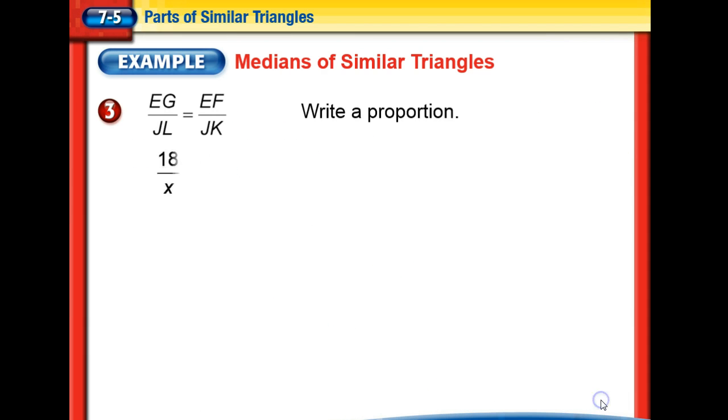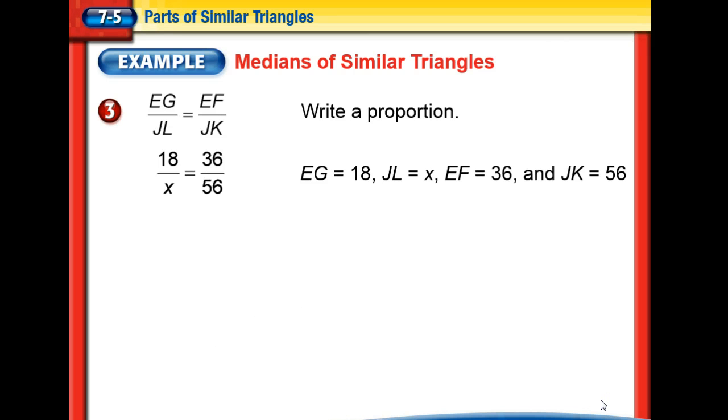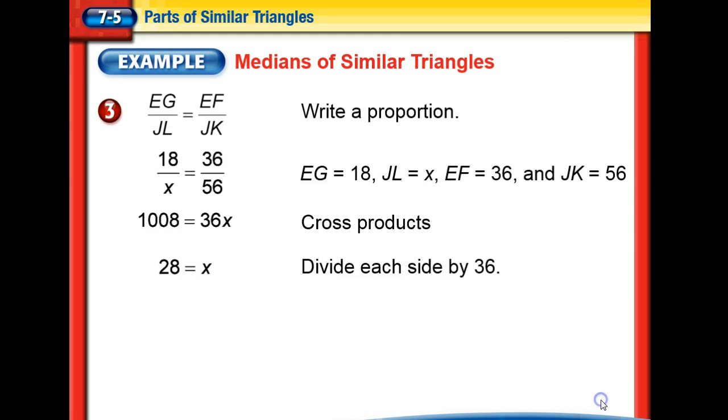So we're going to write a proportion. 18 over x equals 36 over 56. Because EG equaled 18, JL was our x, EF was 36, and JK was 56. So we cross multiply, and 28 equals x. So they're saying JL equals 28.